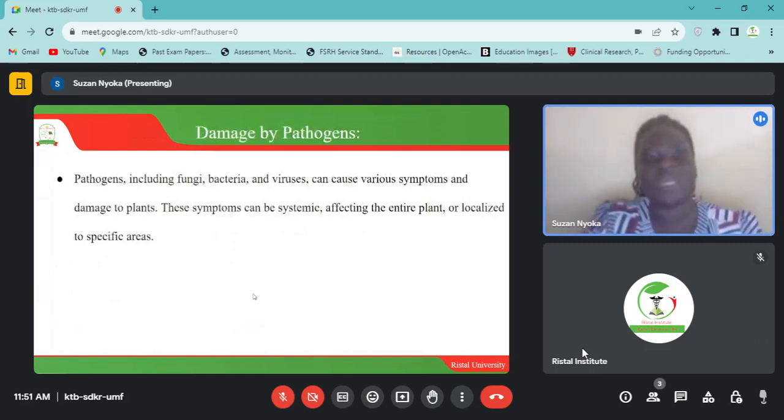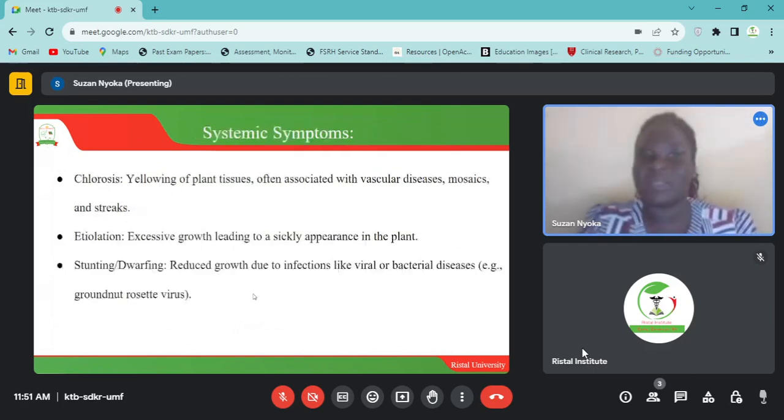Plants are also damaged by pathogens. Pathogens including fungi, bacteria, and viruses can cause various symptoms and damages to plants. These symptoms can be systemic, affecting the entire plant, or localized to specific areas. Let's look at the systemic symptoms caused by these pathogens. One is chlorosis, yellowing of plant tissues, often associated with vascular diseases, mosaic and streaks.